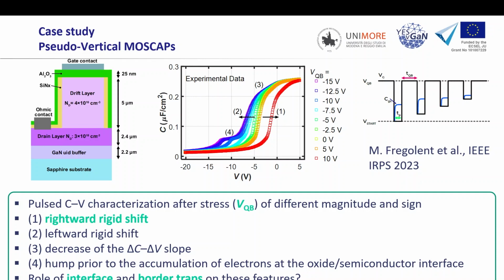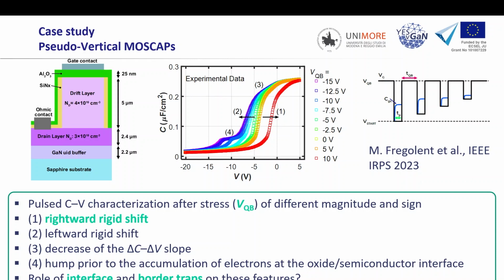So finally, I am almost done. I will just show some of the results that we are publishing with partners of the YESvGaN project. We did this work on MOSCAPs, pseudo-vertical MOSCAPs realized by FBH. So basically here you have the gate contact on top. This is not really what the final structure will look like, but it is a test structure that is interesting to understand the stability of this interface and the oxide as well.